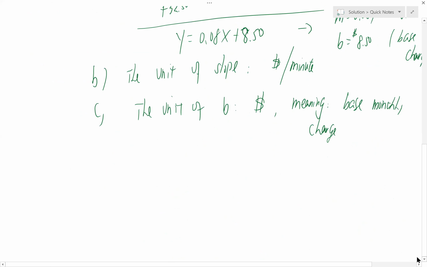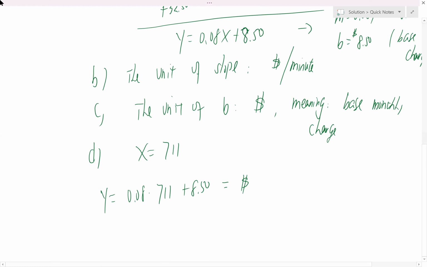And then how much will the phone bill be if you talk for 711 minutes? So right here, part D, x equals 711. And we plug into the original equation. So y equals 0.08 times 711, adding 8.50. And this total cost, let me put into the calculator. And that's $65.38 for the total monthly charge.